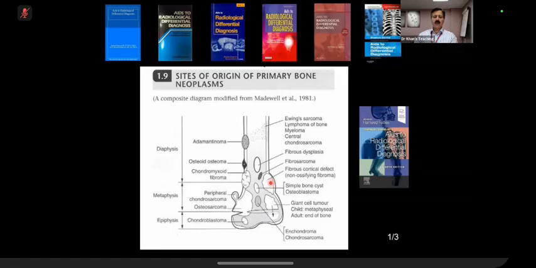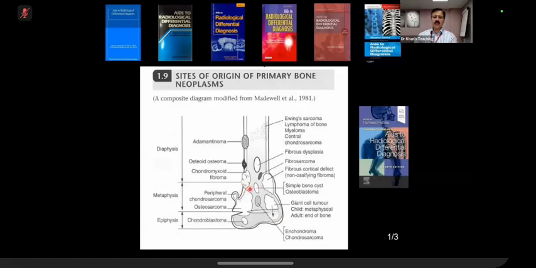Please remember that age will change whatever is present at a particular portion. For example, look here in the epiphysis, you can see chondroblastoma, and you can also see giant cell tumor here. From the previous diagram, we know that chondroblastoma is till age of, let's say, 20, but giant cell tumor 20 to 40. So your differential will change accordingly. So these are the most important tumors as far as epiphysis is concerned.